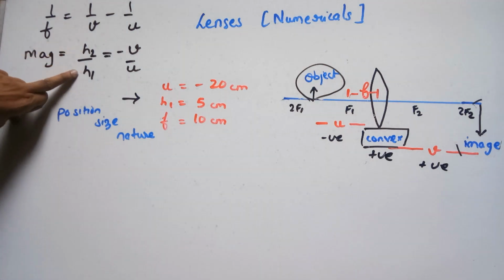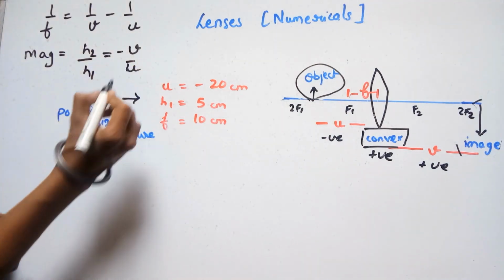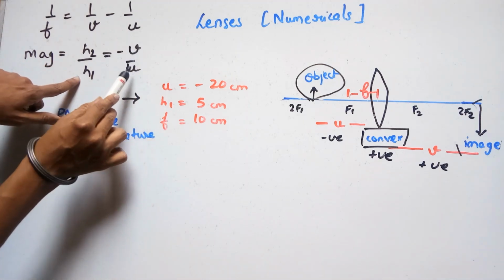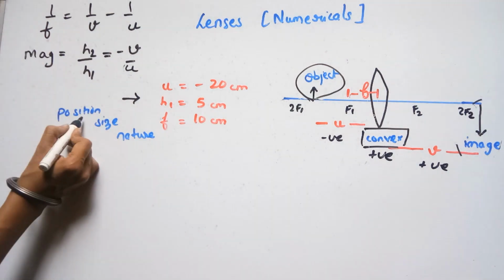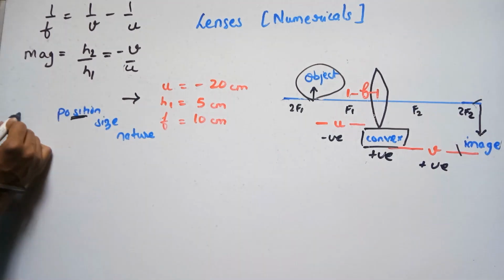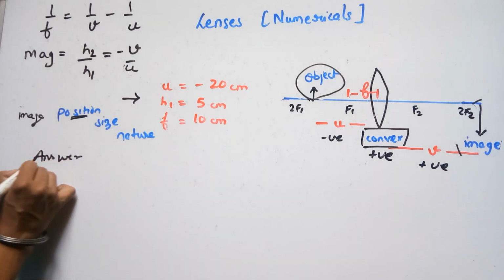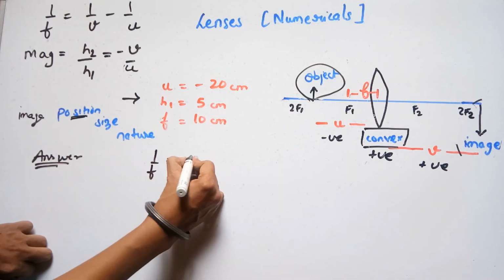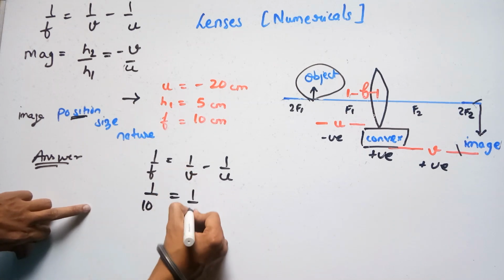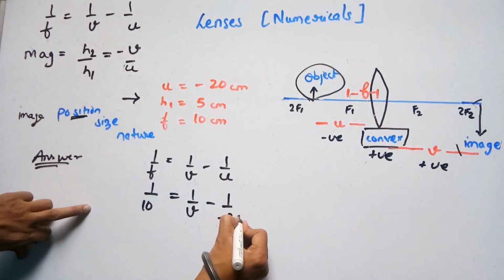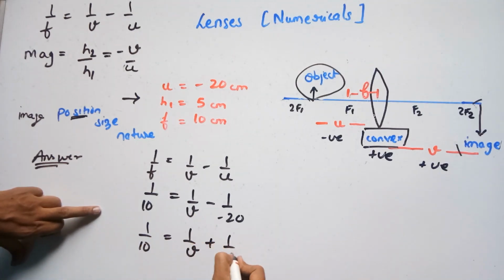h2 upon h1, height of the image, height of the object, v and u, distance of object and image, that you know. So we can cross multiply here if you know three things. We already know h1, we already know u, so all we have to do is find v, because we have to find the image position. So we will use the first formula to get the answer. So let's calculate. Let's use the formula 1 upon f is equal to 1 upon v minus 1 upon u. So let's put the values. Focal length is 10, v we have to find, and u is minus 20. So minus minus will become positive, so this can be written as 1 upon 10 is equal to 1 upon v plus 1 upon 20.